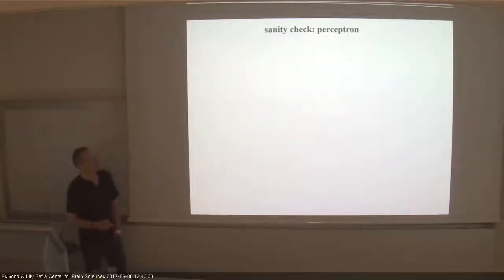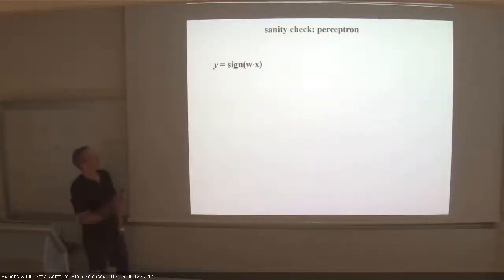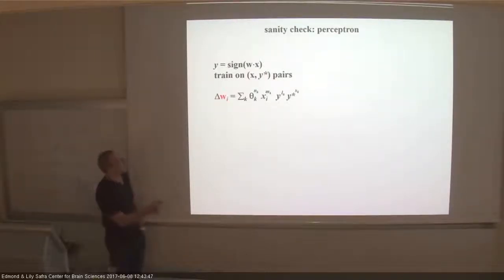So we actually did this. A sanity check is the perceptron, right? So we know what the answer is going to be. So perceptron, that's y, and we train on x, y-star pairs. And this is our parameterization, okay? So, oops, this should not be to the nk. That should not be there.